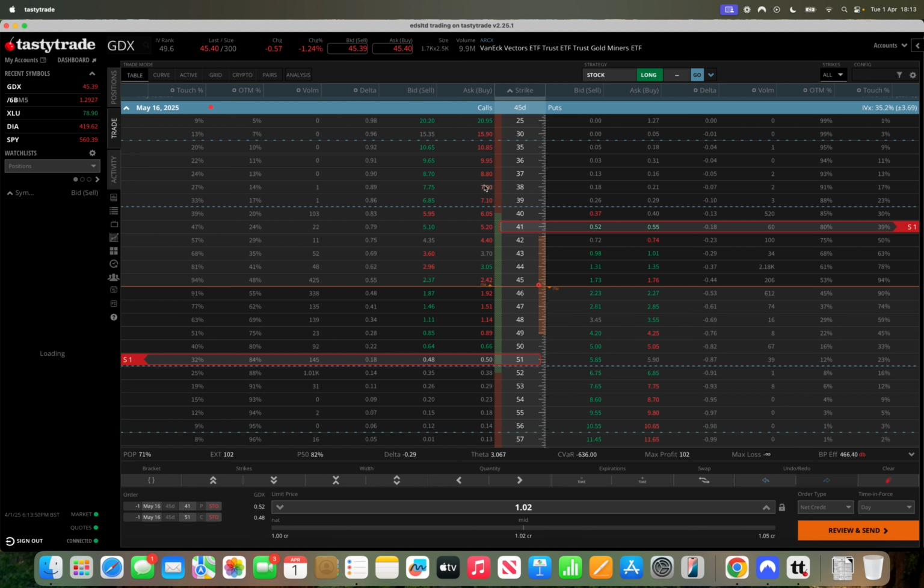Now, what is an adjustment? Let's say, for example, we started off with this position here, and price moved down to 40. We're at risk here of losing money on the put side.